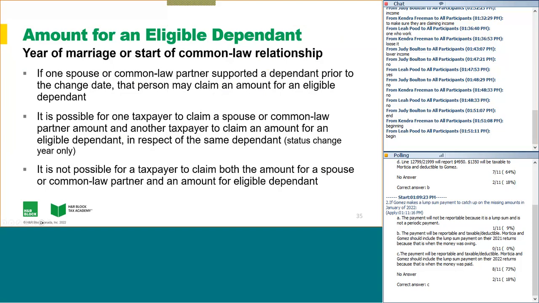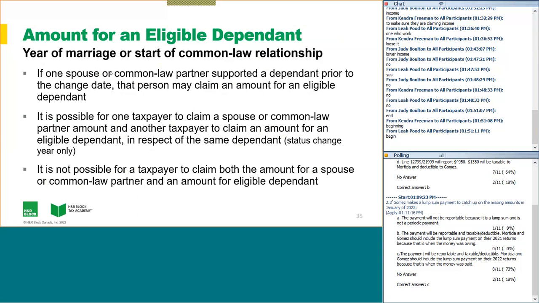Eligible dependent in the year of marriage, if one spouse or common law partner supported a dependent prior to the change date, that person can claim an amount for eligible dependent. You know this from before, go back to what we talked about. If you were a single parent for part of the year and then you became married, you will have a choice then between claiming eligible dependent or spousal amount. Can't claim both, but you can pick one or the other.